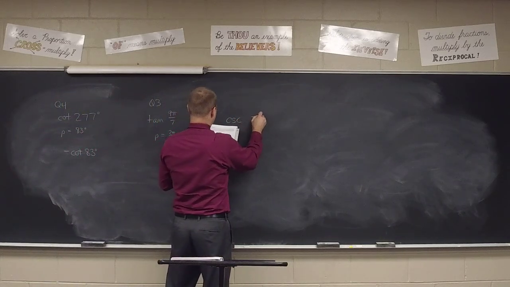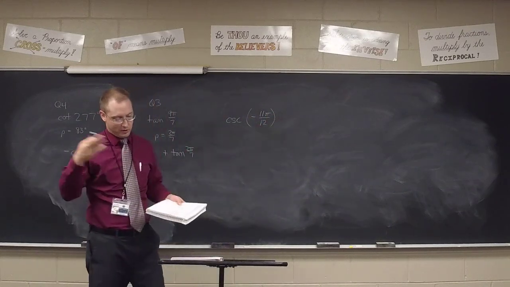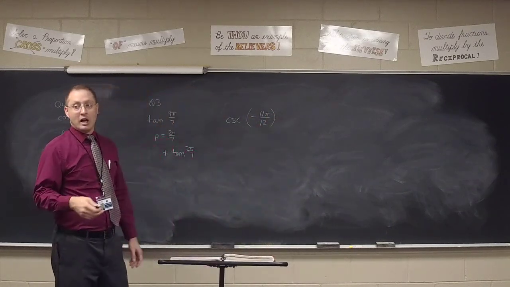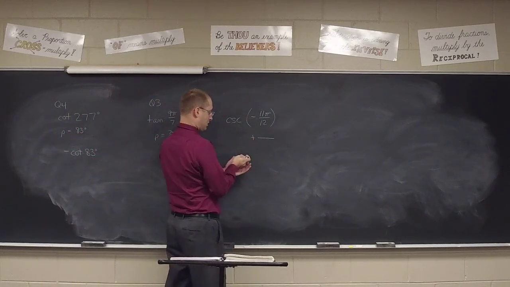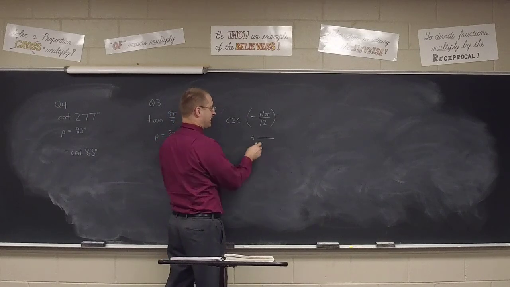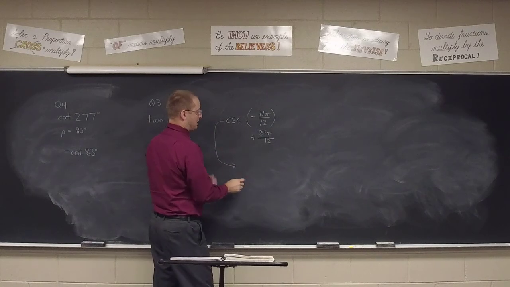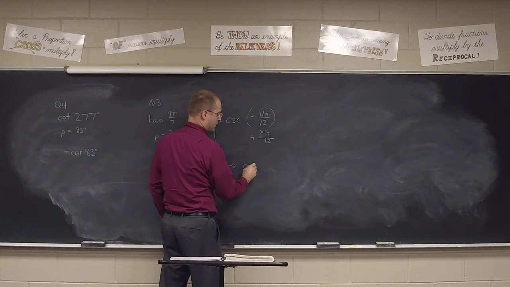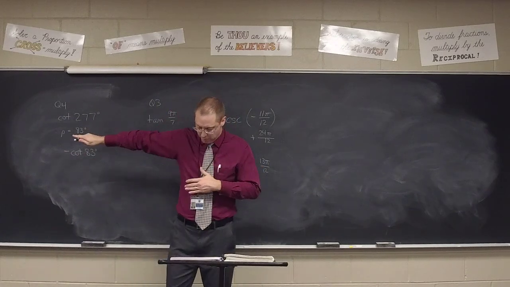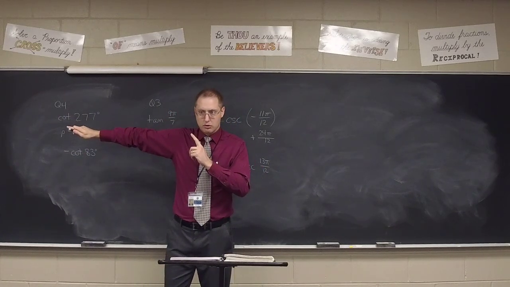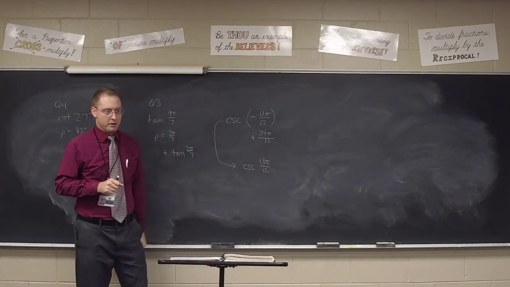For the next, we have the cosecant of negative 11 pi over 12. What do I have to do, class? Change to positive, or add 2 pi. How is my 2 pi supposed to look? 24 pi over 12, so that my problem now becomes the cosecant of 13 pi over 12. Now, picture it. Pi would be 12 pi over 12, 2 pi is 24 pi over 12, so where's 13 pi over 12?